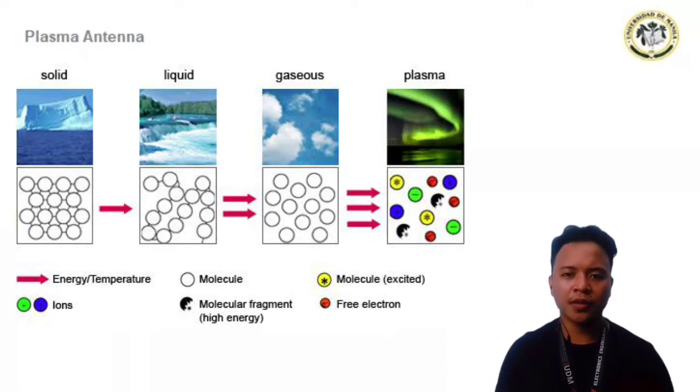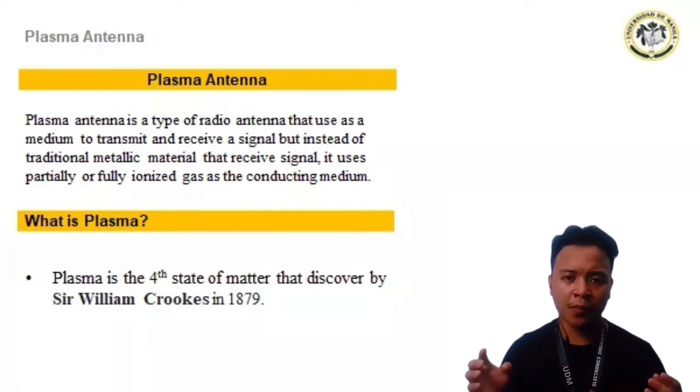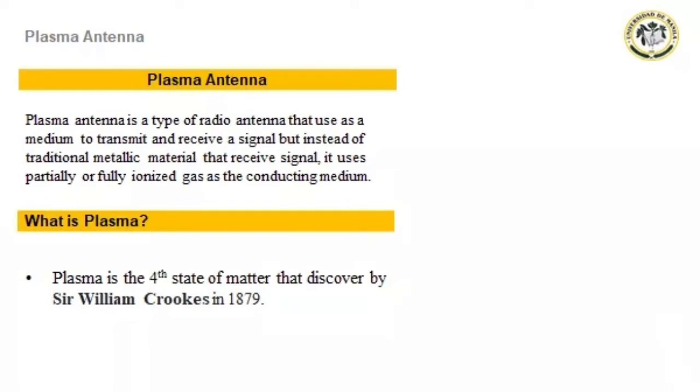Since there are free electrons, a substance in the plasma state can conduct electricity. This is what separates gas from plasma. Gases cannot conduct electricity, but plasma can. Now that we know the definition and concept of plasma and where it came from, let's check comprehension.